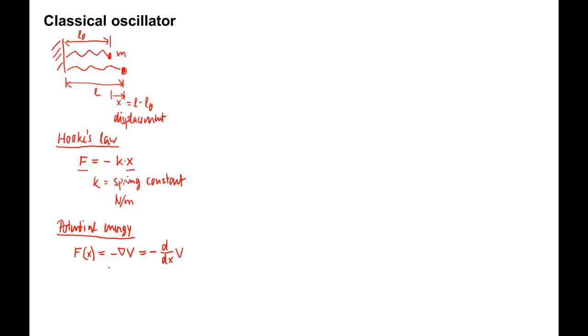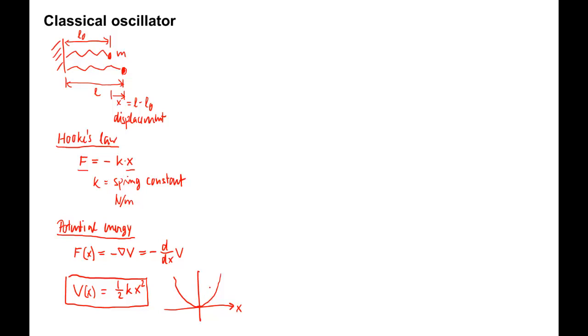Integrating this equation with F from Hooke's law gives the potential energy function V of x equals 1/2 k times x squared, plus an integration constant, which we disregard. This is the potential energy function for the harmonic oscillator. It looks like this, plotted against the displacement. It is 0 at 0 displacement, and it grows quadratically in both directions. We will use this potential later for the quantum portion of the harmonic oscillator.